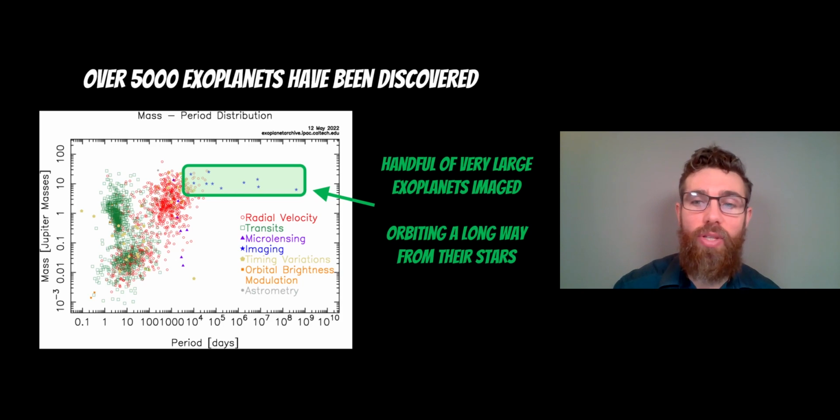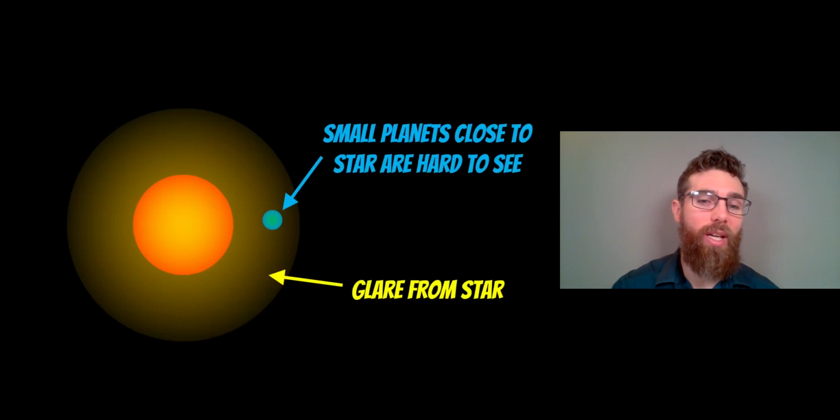Now, one thing you'll notice there is that they sit on a very particular part of that plot. So they are all more massive than Jupiter. They also have very large orbital periods. Now that suggests that they are large planets a long way from their star compared to the other detection methods. So we'll have a look at why that might be the case.